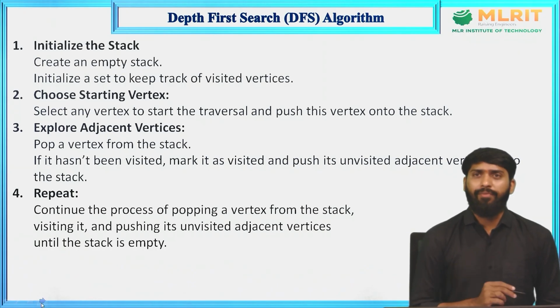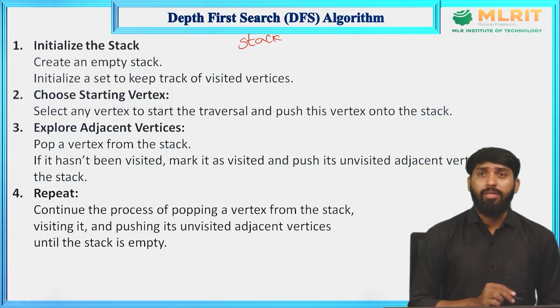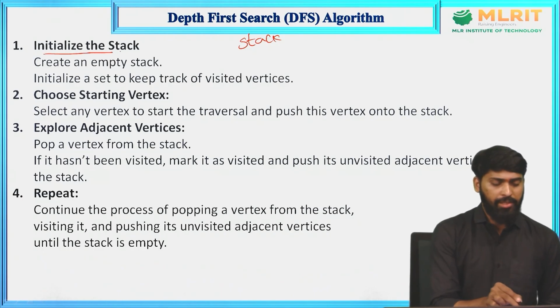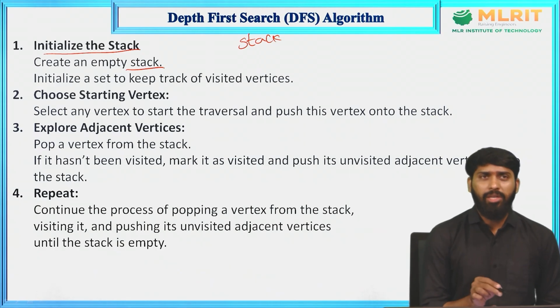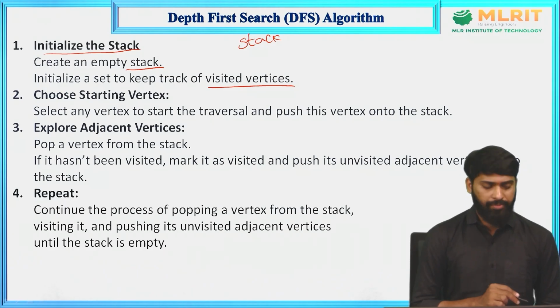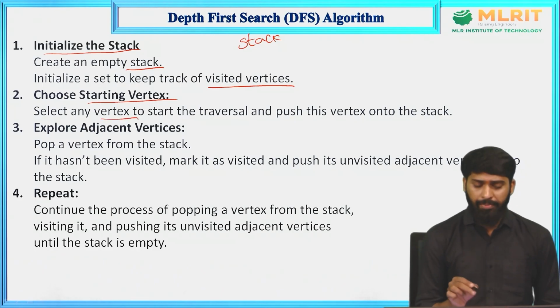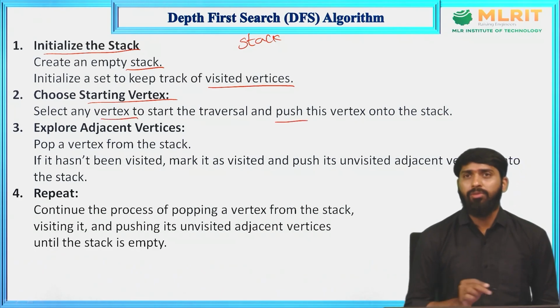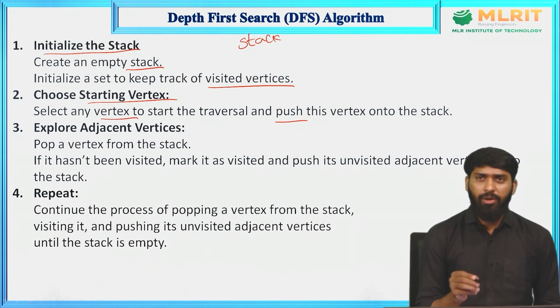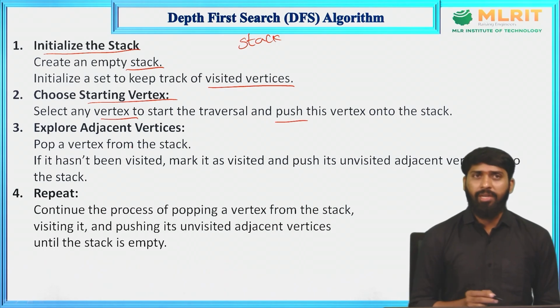Here in the DFS algorithm, we use a stack. So step 1, initialize the stack. Create an empty stack and initialize a set to keep track of visited vertices. Next, choose one starting vertex. Select any vertex to start the traversal and push this vertex onto the stack. Now explore adjacent vertices. Pop a vertex from the stack.